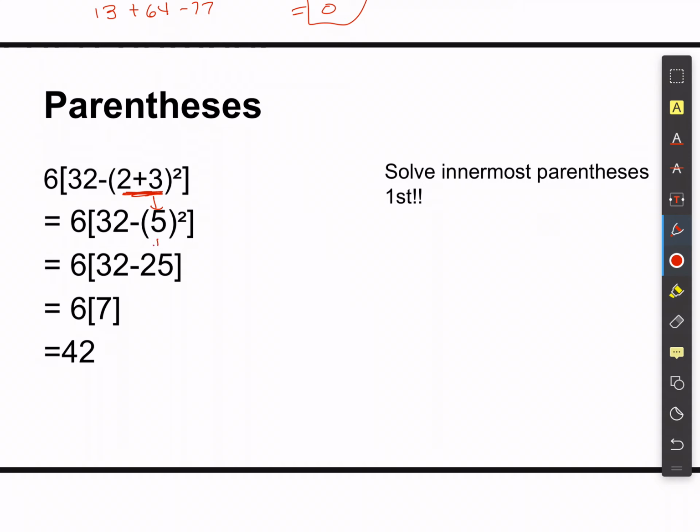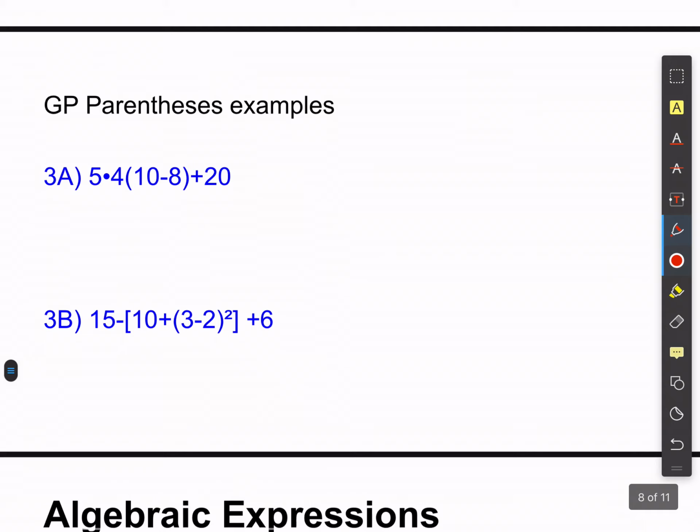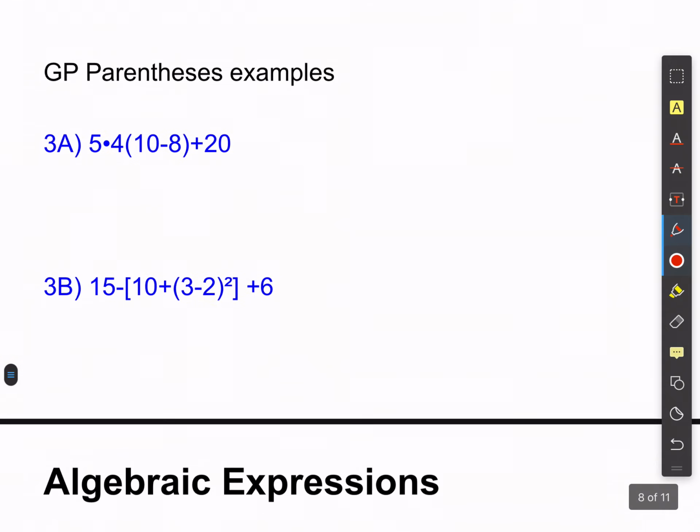5 squared is 25. Notice everything else just gets taken down. Then I have this set of parentheses that I have to do. So I did that and got my 7, 6 times 7, 42. So always solve the innermost parentheses first. Let's do some guided practice with parentheses. This is going to be 3a. I believe this is number 3 on page 11 of your textbook if you want to look at that. Let's try this out.